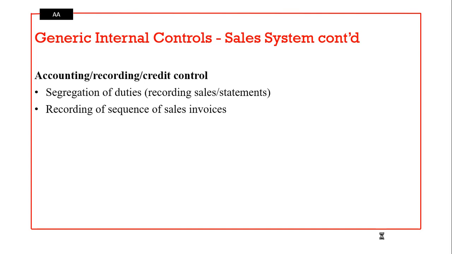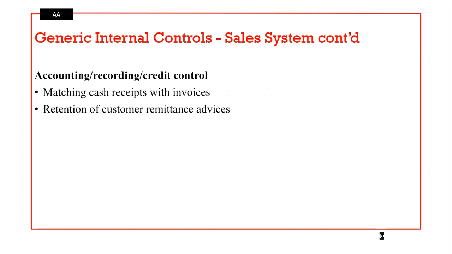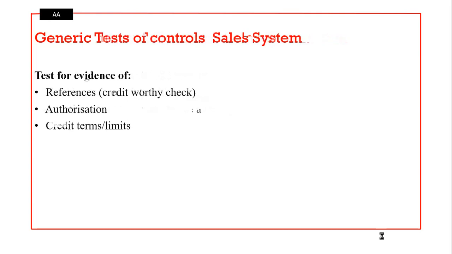We need to record the sales invoices in a sequential order. There must be matching of cash receipts with invoices to ensure that payments received are complete. We want to ensure that we receive the right amounts from our clients. There must be retention of customer remittance advices. So when customers pay, they will indicate to us what they are paying for. So we need to ensure that the remittance advices are compared against our own records.